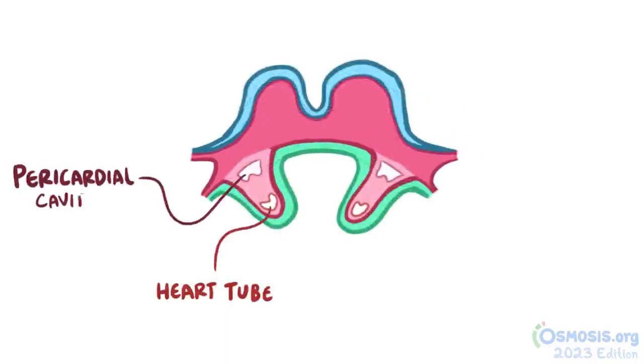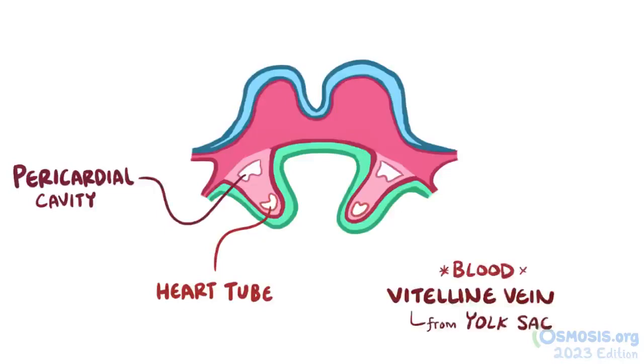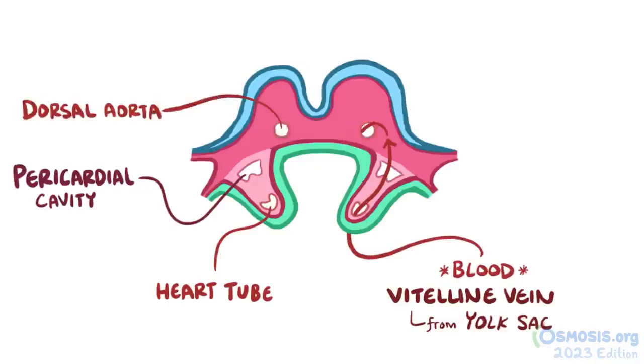VEGF signals the cells in the limbs of the horseshoe to self-organize into two heart tubes. A primitive pericardial cavity also appears lateral to each heart tube. At its inferior end, each heart tube connects to a vitelline vein, which comes from an extra embryonic tissue called the yolk sac, and this is how blood gets to the heart tube. Blood exits each heart tube at its superior end through a dorsal aorta, which then continues down the embryo's back.